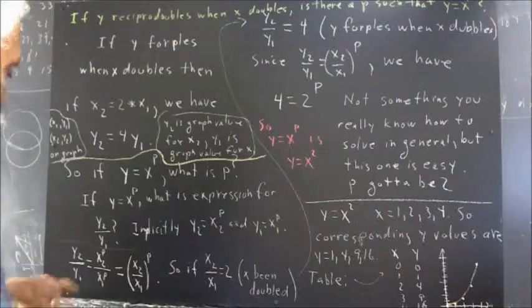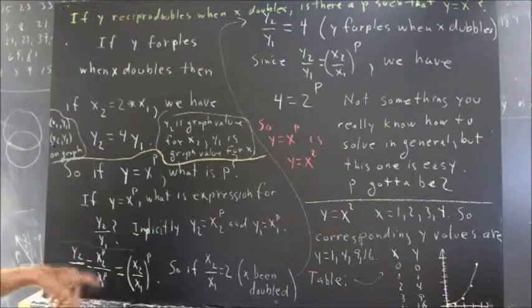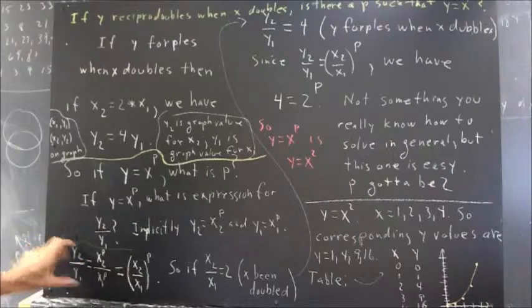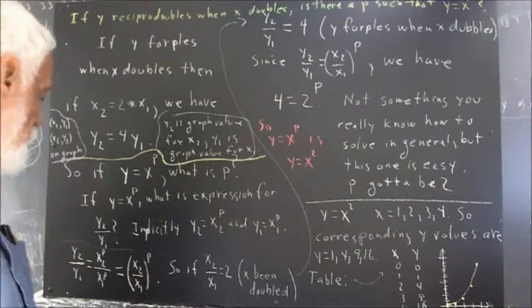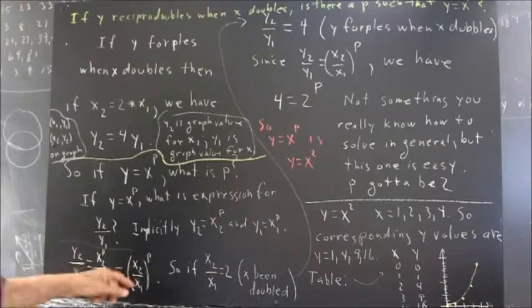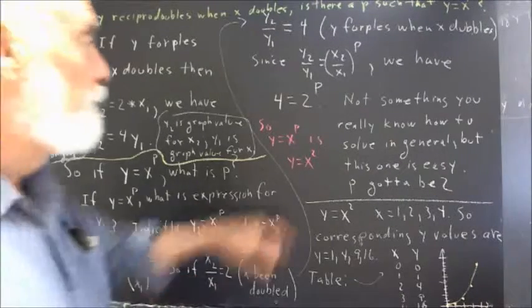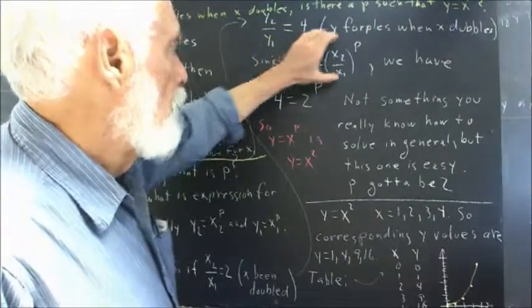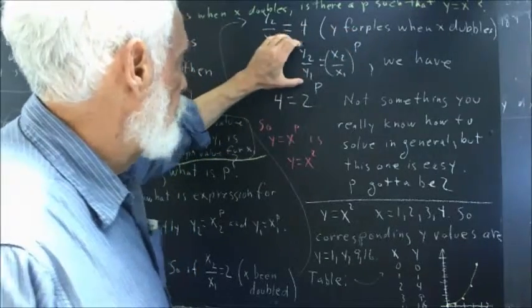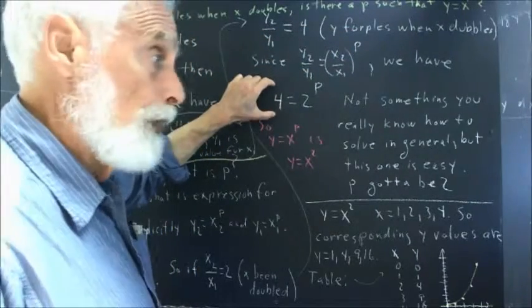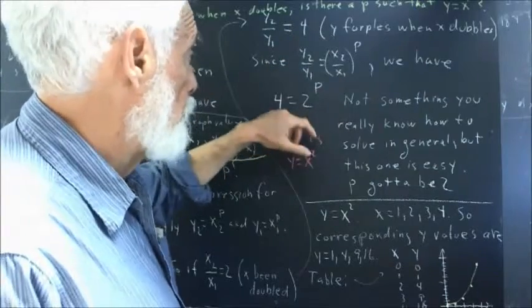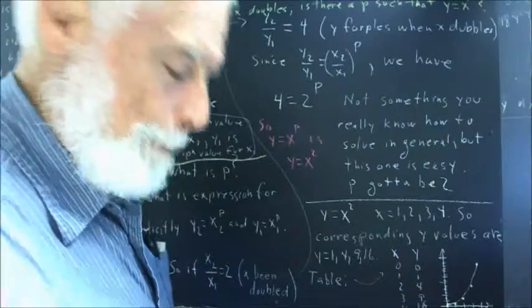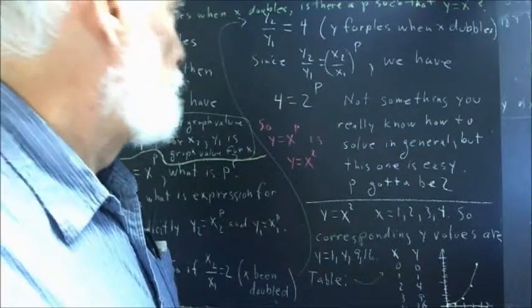Then, since we have this, and somebody saw this very nicely, y2 over y1 equals x2 to the p over x1 to the p, so that y2 over y1 is x2 over x1 to the p. Well, if y2 over y1 is 4 and x2 over x1 is 2, that means that 4 has to equal 2 to the p. y2 over y1 is 4 because y quadruples, and x2 over x1 is 2 because x doubles. So 4 equals 2 to the p. Now, what's the value of p?